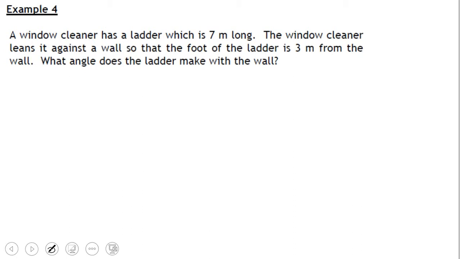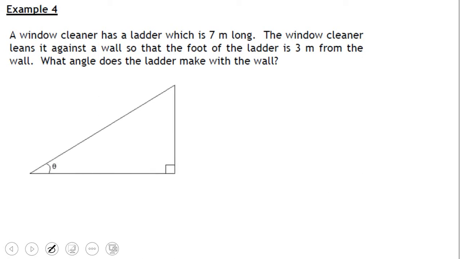Now yet again, this example comes from a practical situation, but for a sketch we can get the right angle triangle from it. So a window cleaner has a ladder which is 7 meters long. The window cleaner leans it against a wall so that the foot of the ladder is 3 meters from the wall. What angle does the ladder make with the wall?